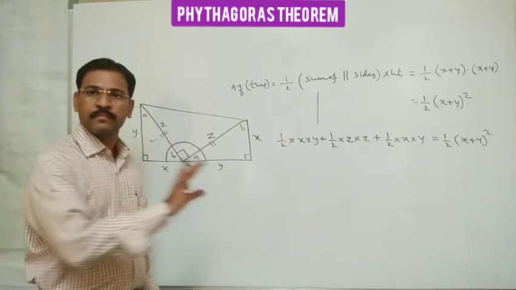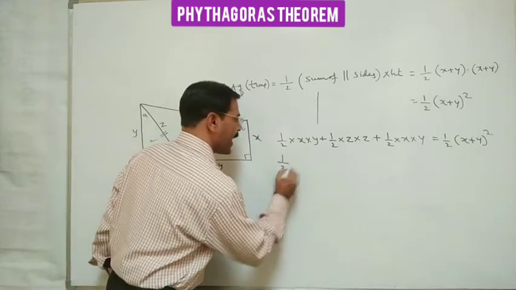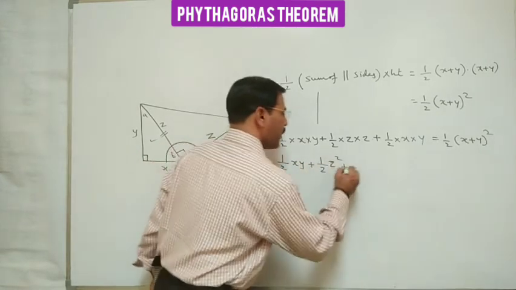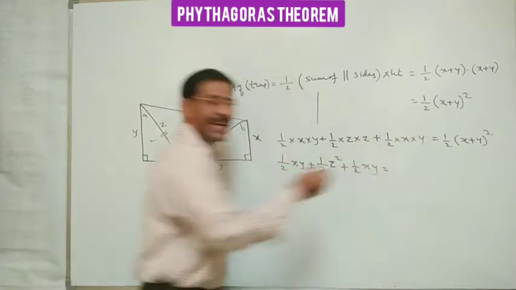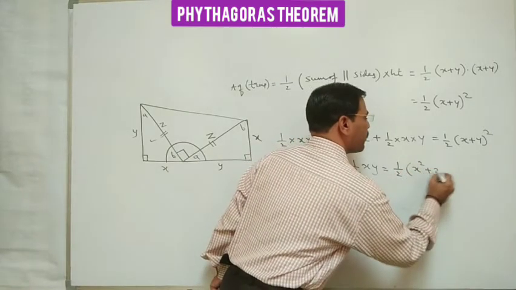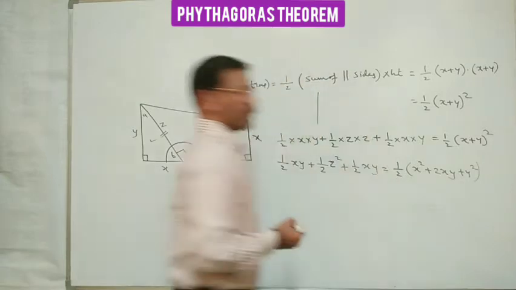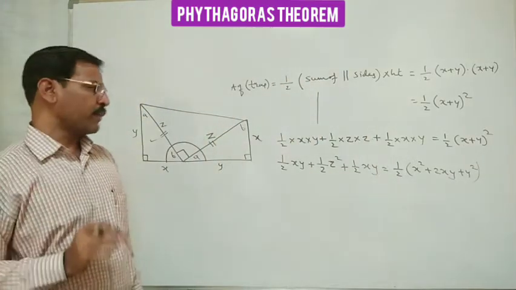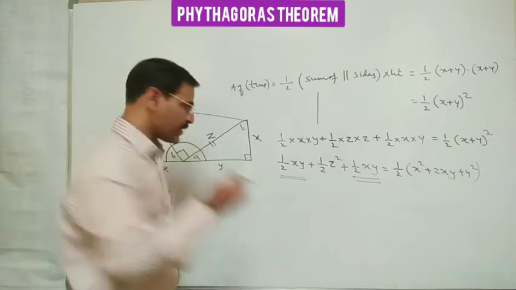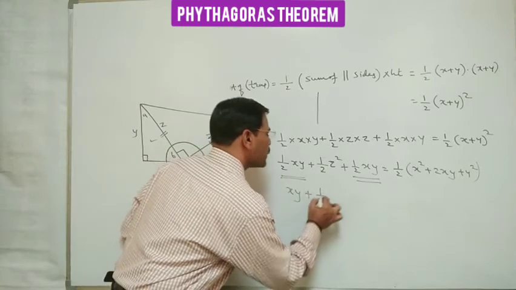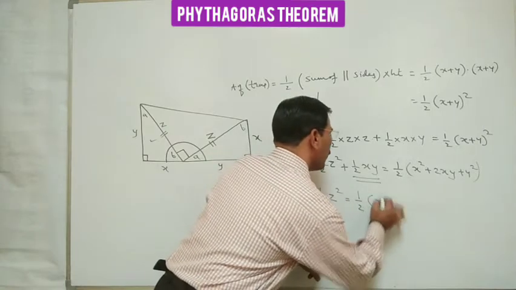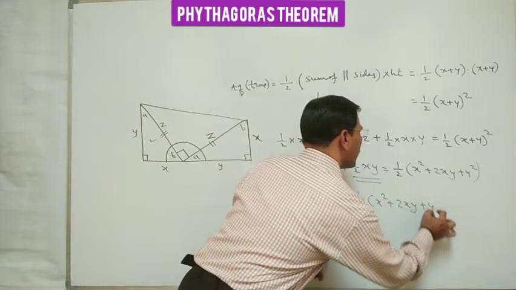See first here, I'll just write half into xy plus half into z square, plus half into xy. That's it, I'll just expand. So half into x square plus 2xy plus y square. Try to observe here. Half xy plus half xy is 1xy, is it correct? Right, just 1xy plus 1 upon 2 z square, and that side half into x square plus 2xy plus y square.